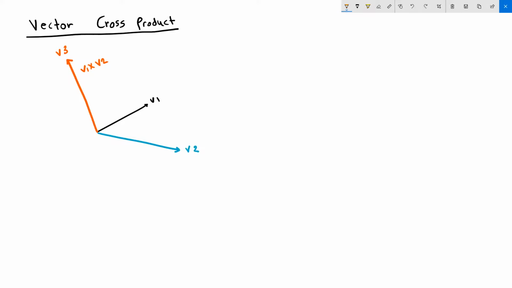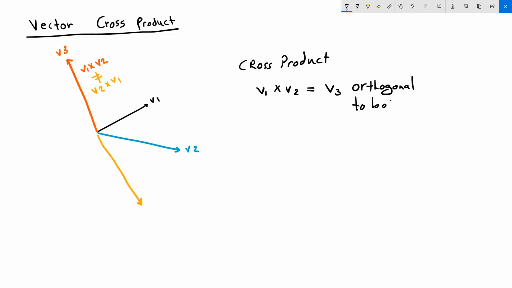Something to keep in mind about the vector cross product is that v1 cross v2 is not equal to v2 cross v1. Although in both cases you create a vector that is orthogonal to both vectors, it actually goes in the opposite direction. So for any two vectors that are not going in the same direction or the exact opposite direction, you can create a third vector that is orthogonal to both of them by using the cross product. So to recap, the cross product of two vectors, v1 cross v2, creates a third vector that is orthogonal or normal to both input vectors.